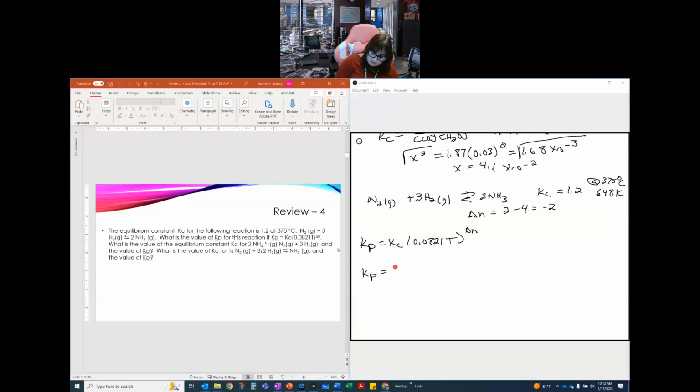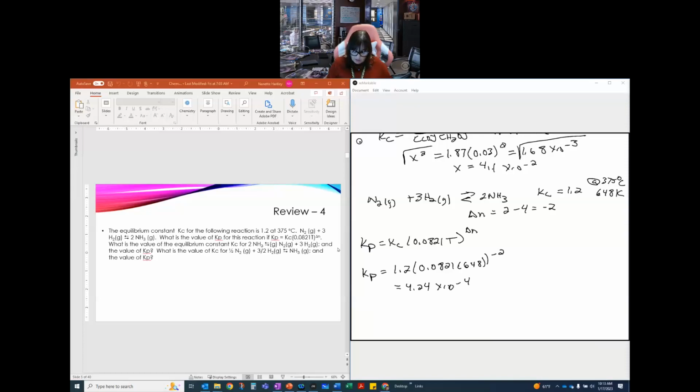The Kc I was given is 1.2. Multiply that by 0.0821 times the temperature, 648, and that product is raised to the negative 2 power. So I can do this: 0.0821 times 648, I raise that to the negative 2 power, then multiply that by 1.2. And that gives me 4.24 times 10 to the minus 4th.